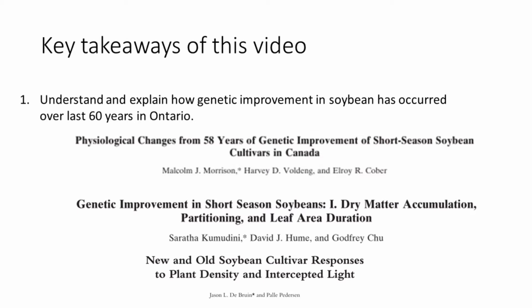So we're going to do in this video for soybeans in Ontario what we did in the last video for Ontario corn. That is to understand the pathways of yield improvement that soybean breeders have used over the past 60 years to improve that G component of soybean cropping systems, the pure effective genotype on soybean yield.